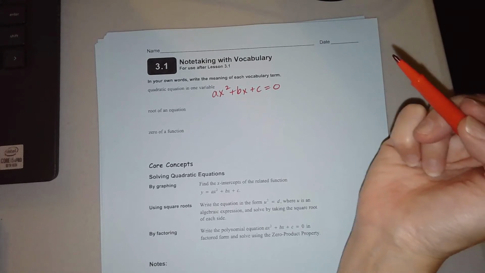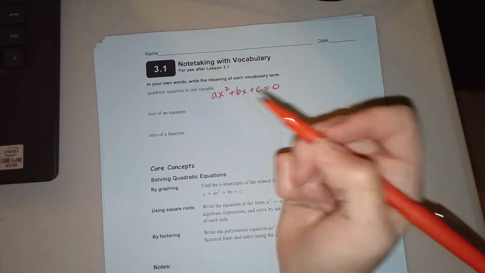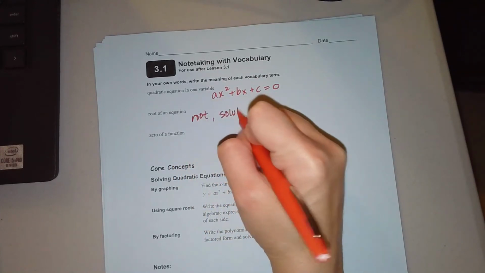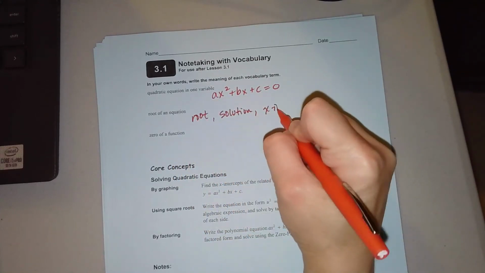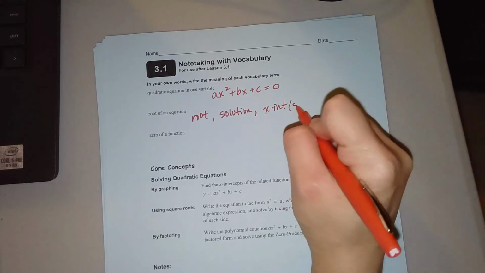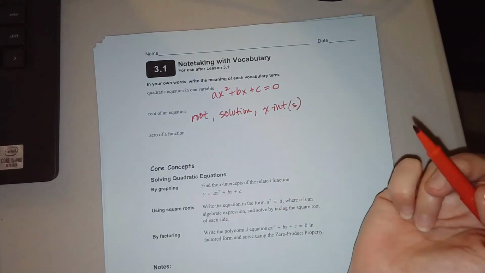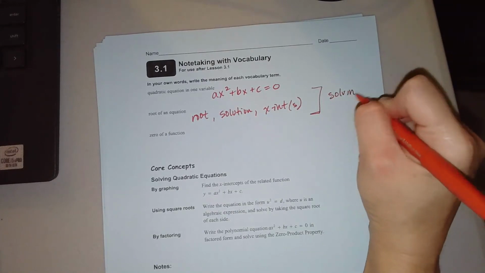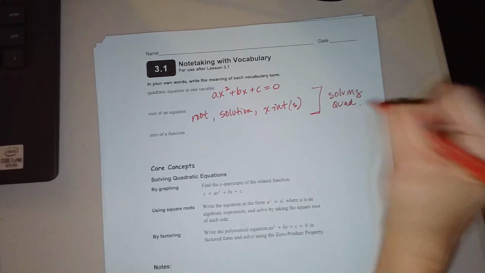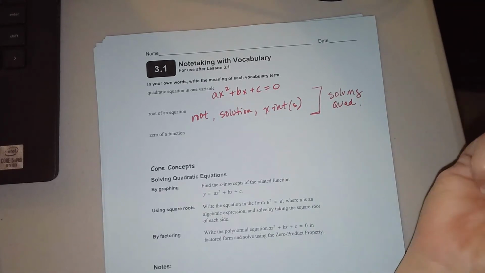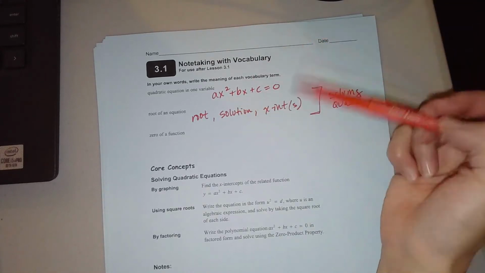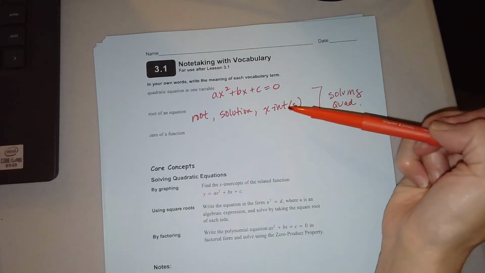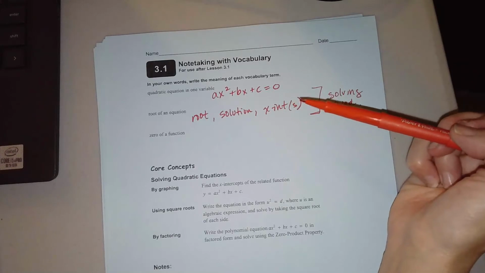A root of an equation. There's a couple words that we use to represent almost the same thing. We use root, solution, and x-intercepts. Basically, it's the answer when you're solving a quadratic. So a root is another name for a solution. And an x-intercept can be a solution to a quadratic. It's just more specifically those solutions that cross the x-axis.